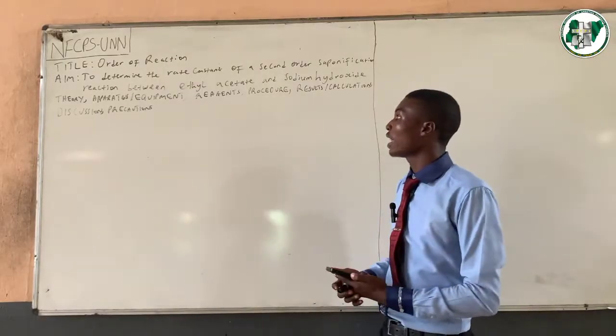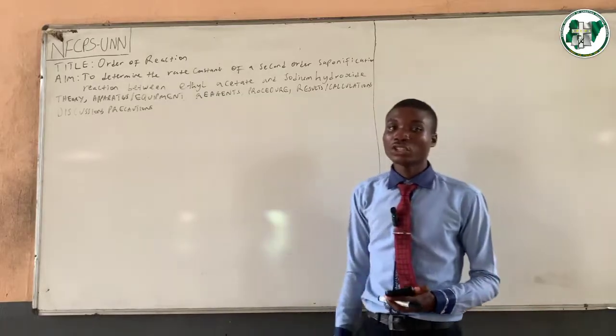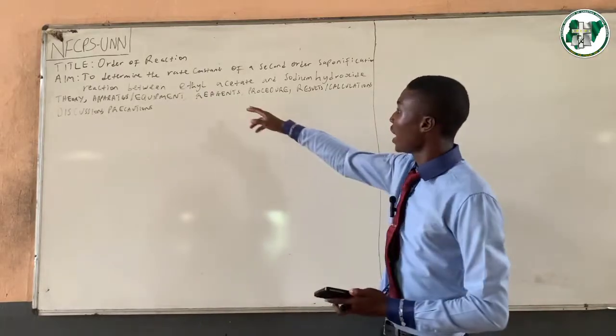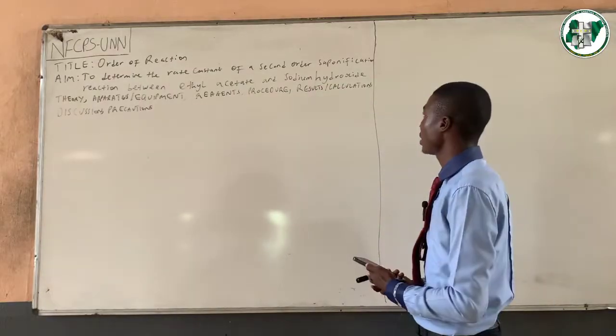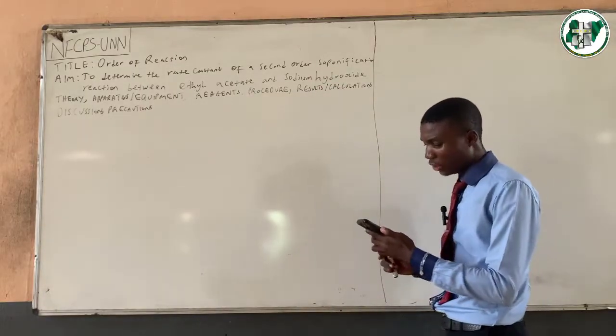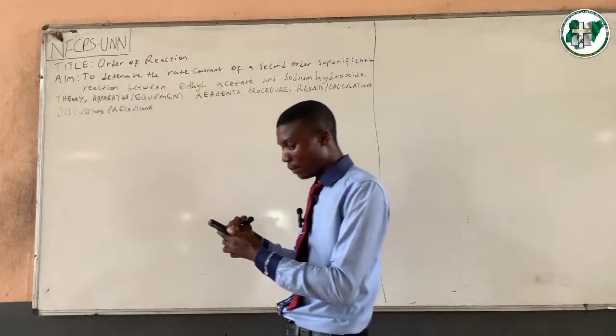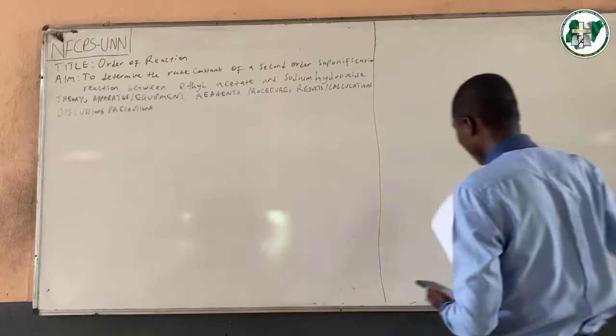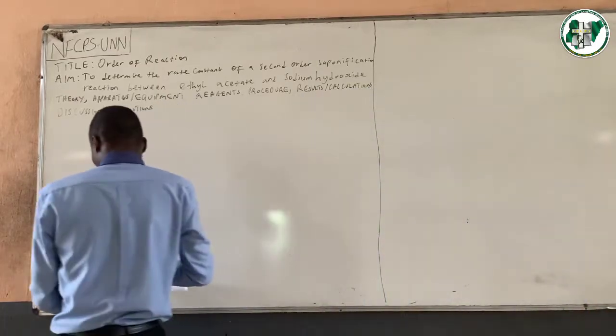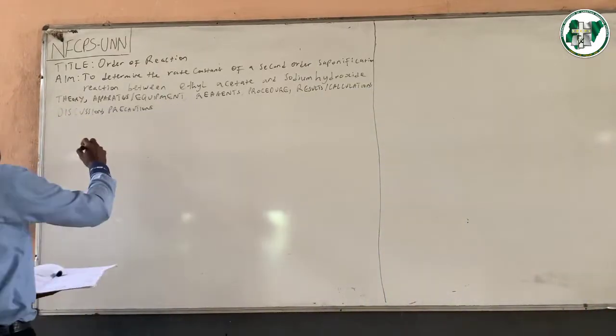So moving on from that, let's talk about order of reaction. The order of reaction we're talking about here is the rate constant of a second order saponification reaction between ethyl acetate and sodium hydroxide. So what we're going to be writing now is the equation of reaction between ethyl acetate and sodium hydroxide. So here is what we have now.